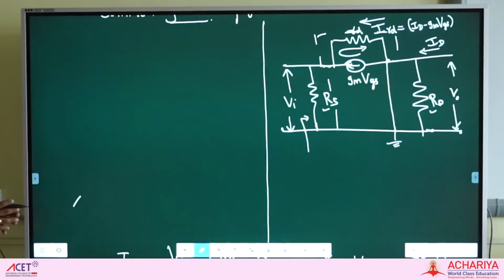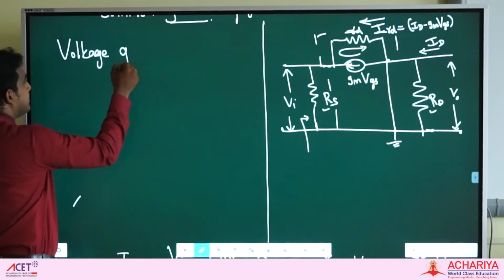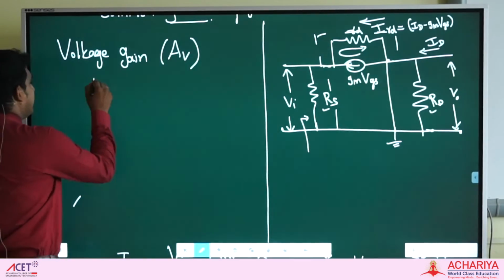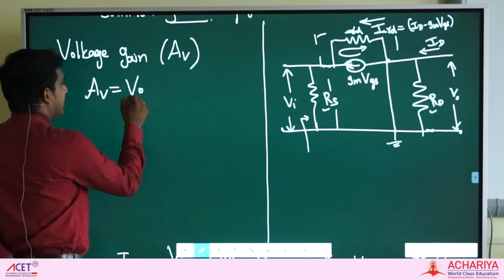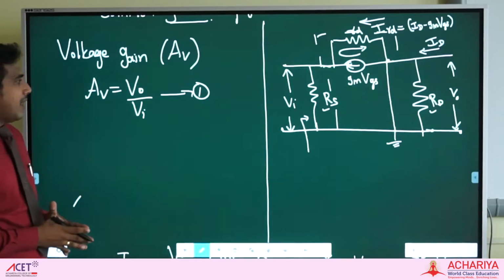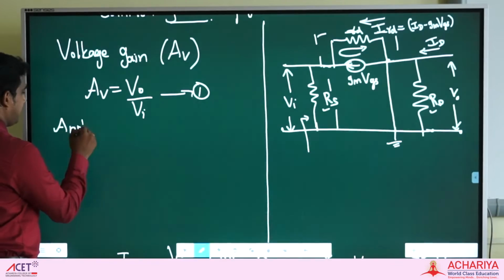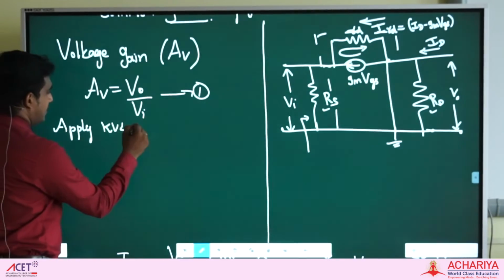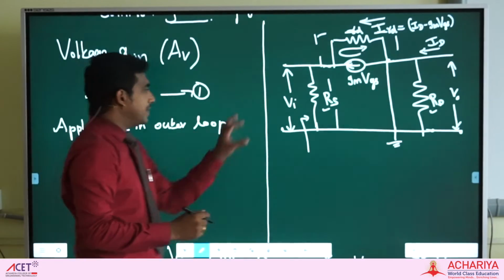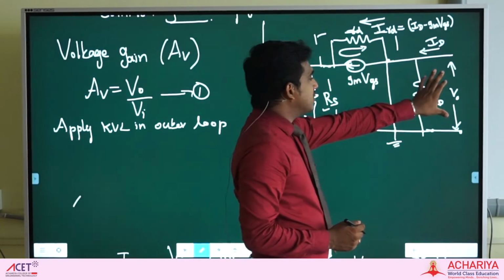Now we are going to find voltage gain. Voltage gain is represented as AV. AV is output voltage V0 divided by VI. Consider this as equation number 1. For finding voltage gain, apply KVL in the outer loop. In the outer loop, one potential drop is towards rd, and the other is the potential drop in the output side.